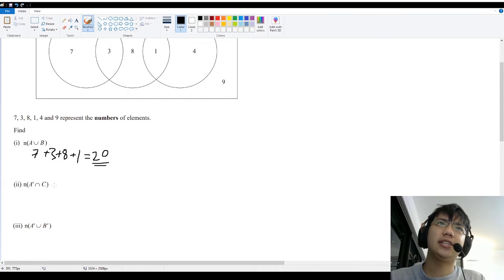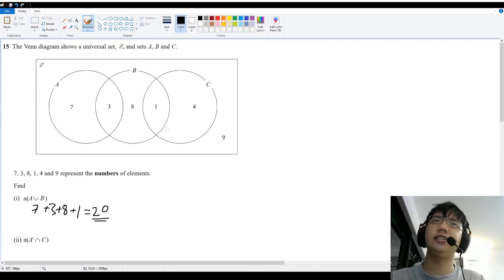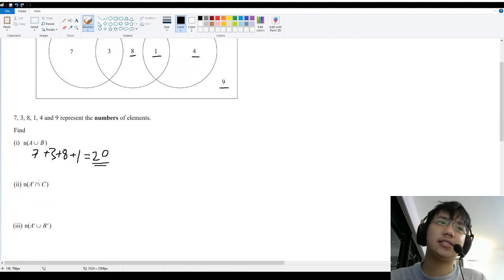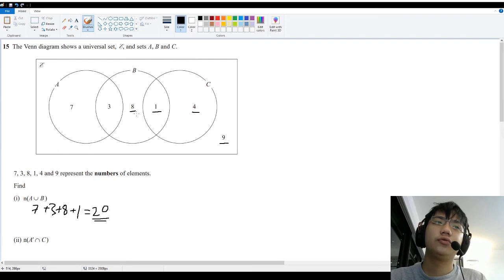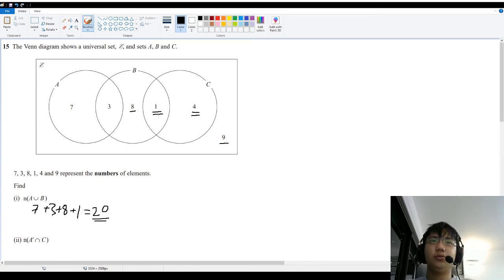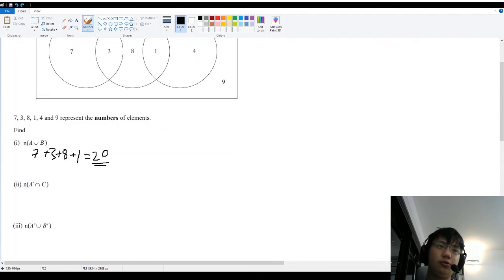A inverse intersect C: things that are not in A, so you have this, and this intersects C, so C has this and this. We only care about the ones which have two lines on them, which is 1 and 4. So A inverse intersect C will be 1 plus 4 equals 5.